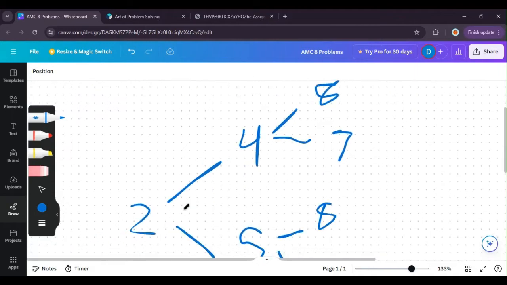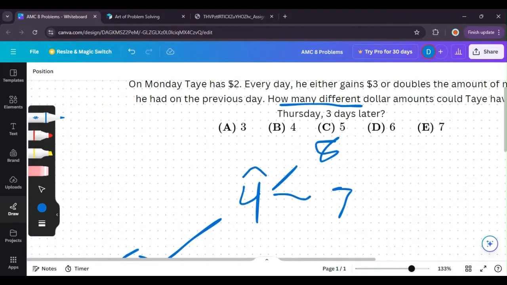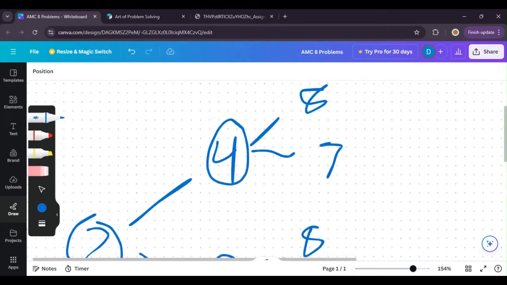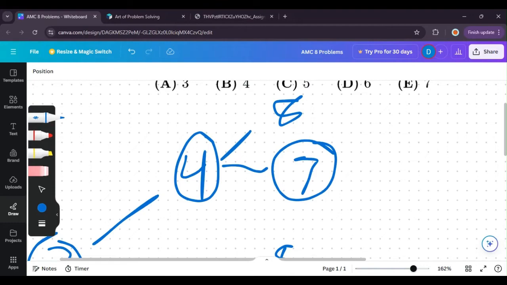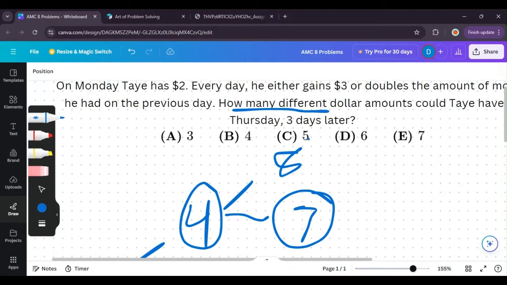So what this is basically saying, he starts Monday with $2. He chooses to double his money, and now he has two options as well. He can either gain $3 or double his money.